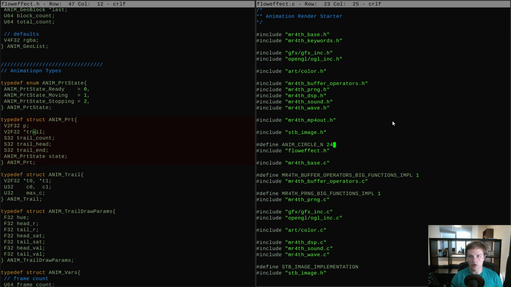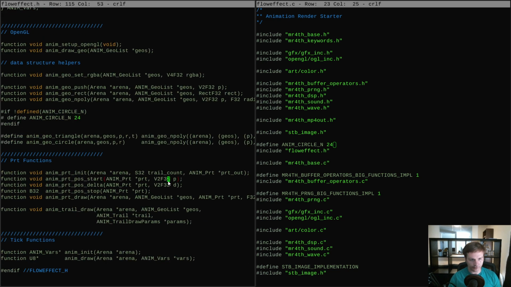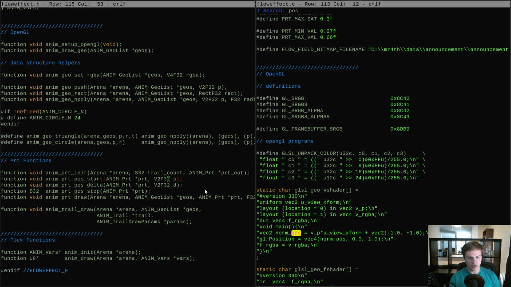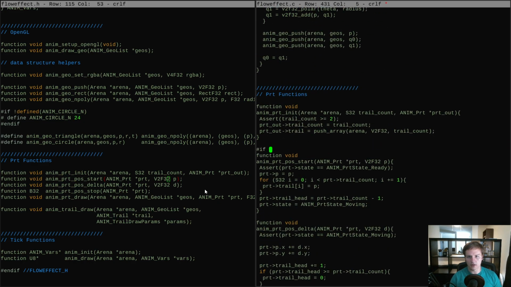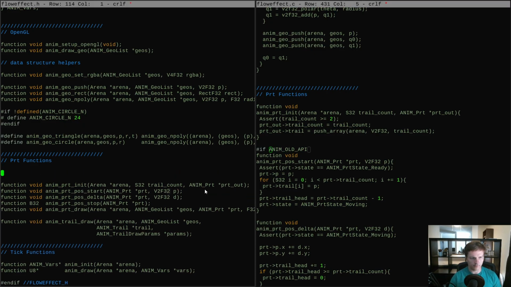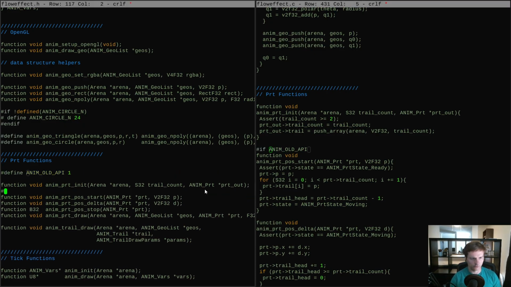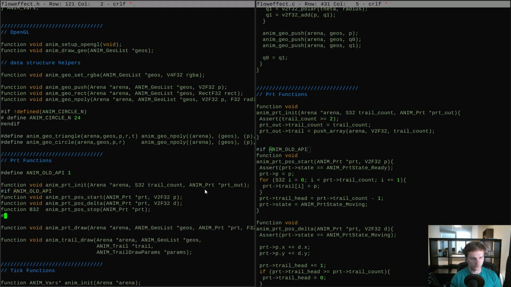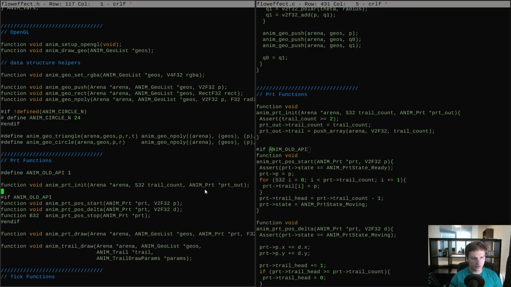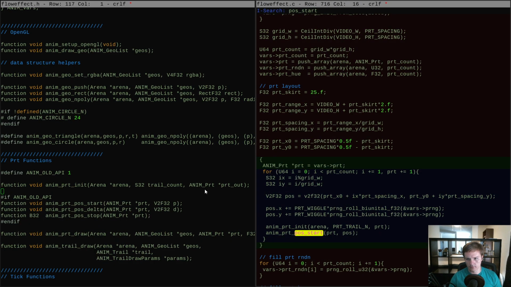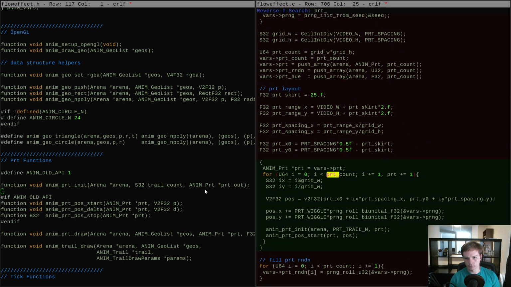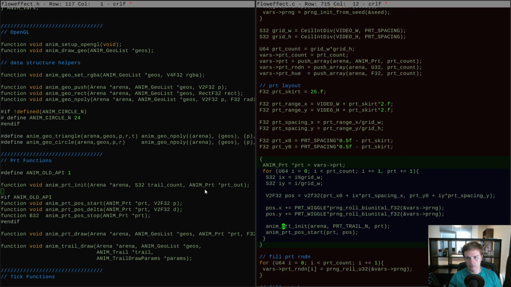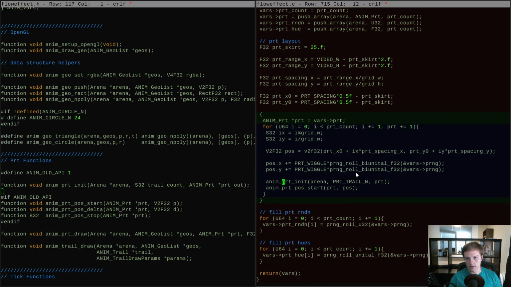Why don't we do like a usage code first approach today? So position start, position delta, position stop. These are the old API. So I kind of want to be able to see, like, if I were to drop all of that. Okay. Let's see here.